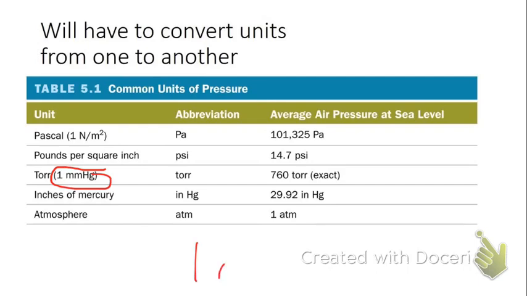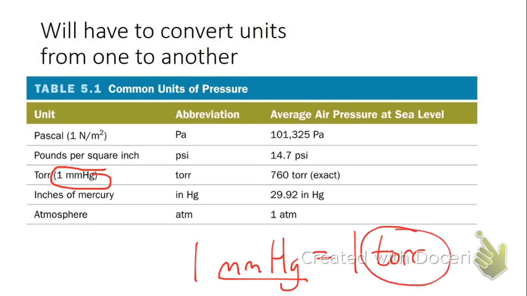1 millimeter mercury is equal to 1 torr. So our book usually uses millimeters mercury. The book that I had when I was a Gen Chem student and that I bring in practice problems from use torr. We just have to remember that 1 torr is equal to 1 millimeter mercury.